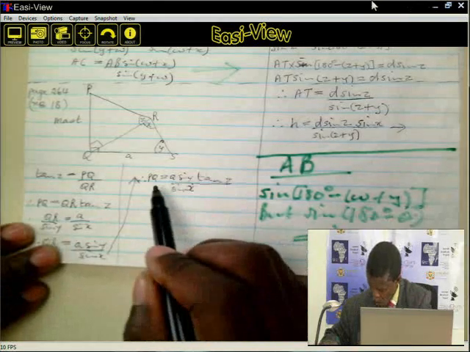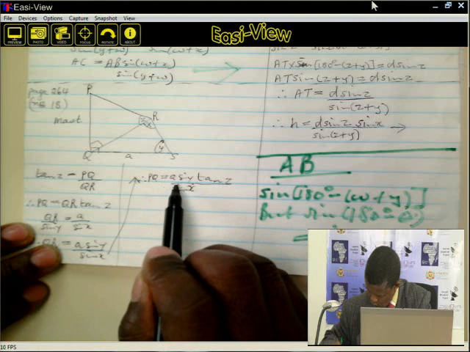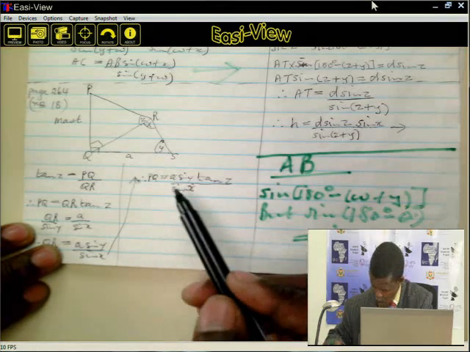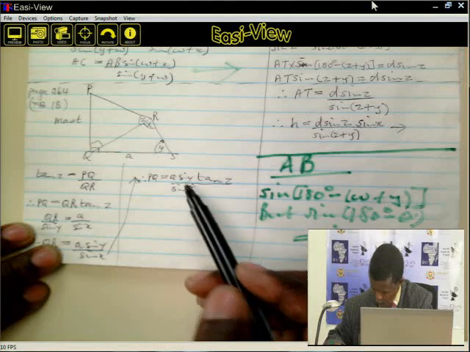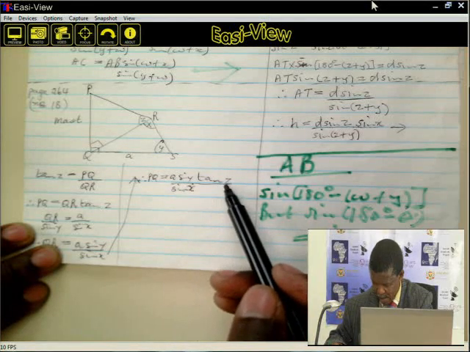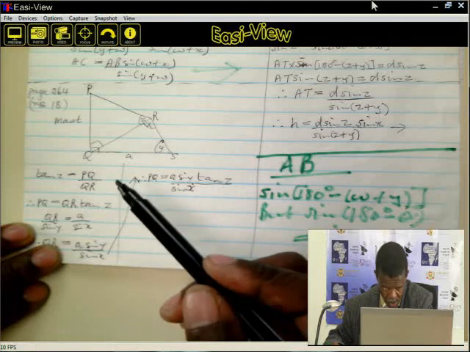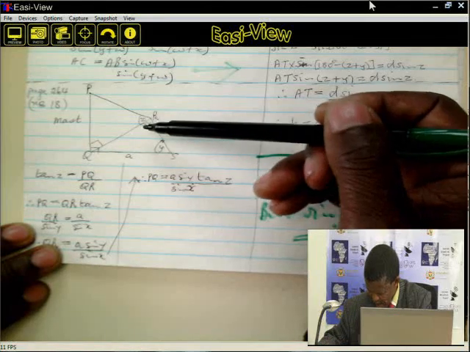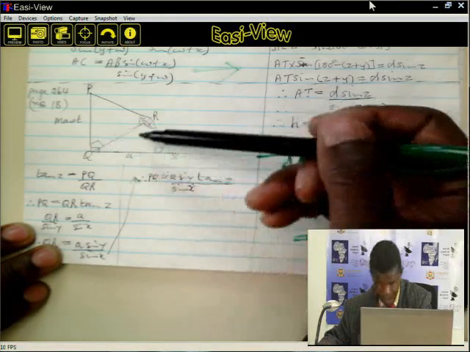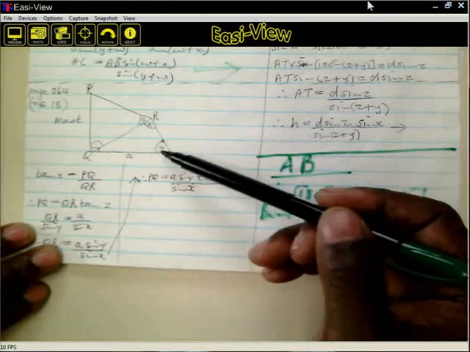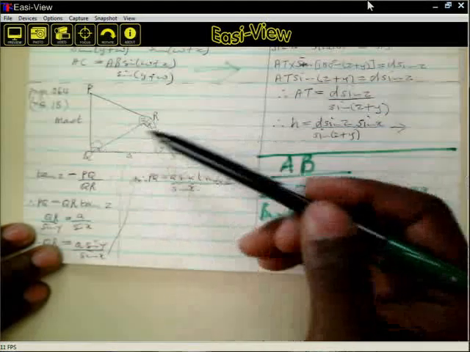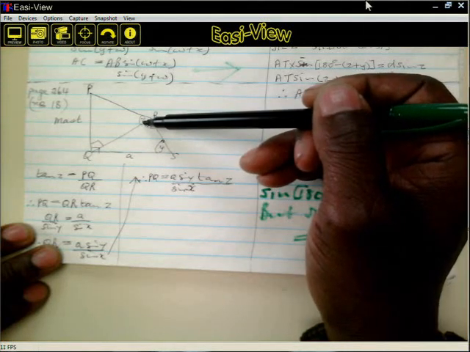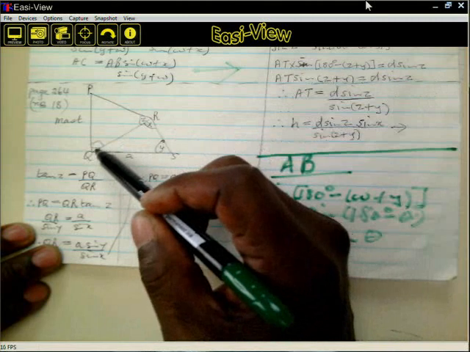Another thing, look at this. PQ equal to Q sine Y tan Z over sine X. How many angles are we talking about? We are talking about X, Y, and Z. So what I suggest you do, although methods differ, is that you look at X. This X is in a non-right angled triangle. You look at Y. This Y is in a non-right angled triangle. However, when you look at Z, this is in a right angled triangle.